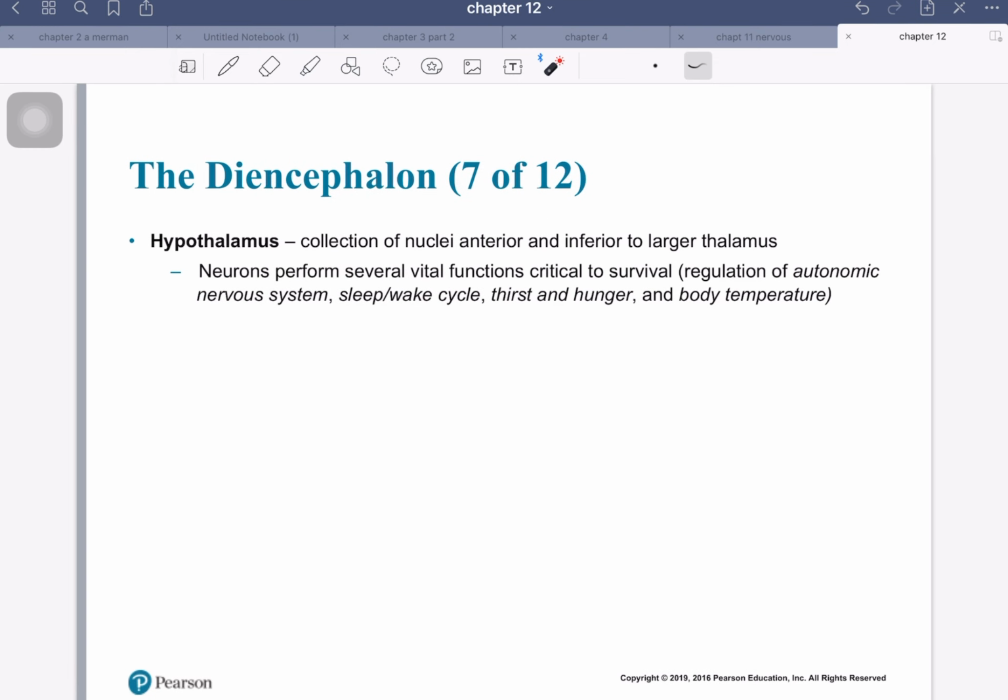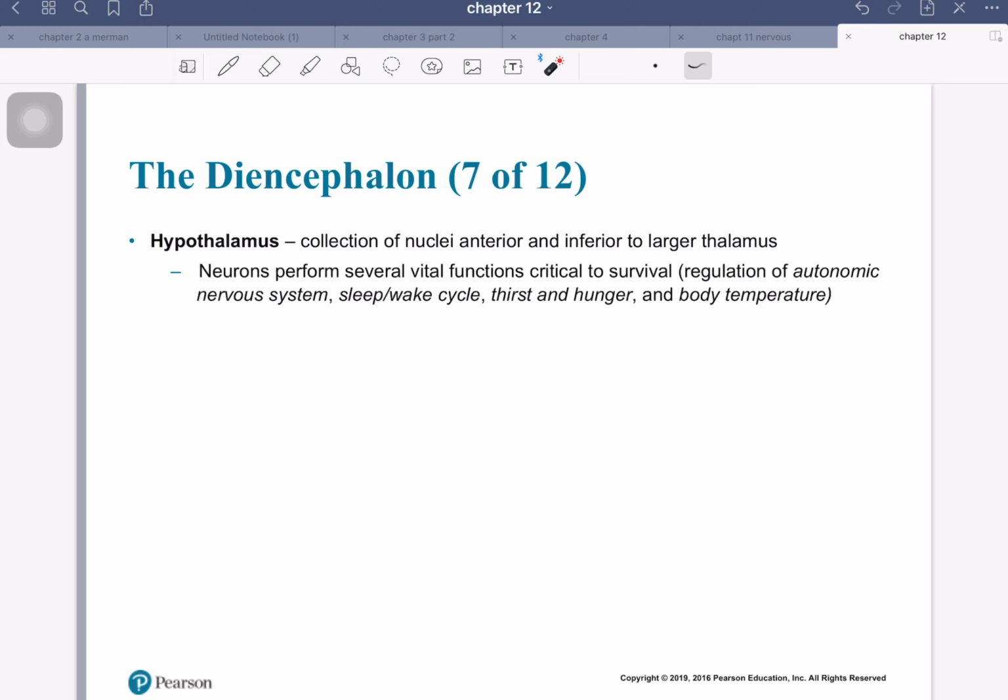Now, there's also a group of nuclei, the anterior and inferior, that have a number of vital functions that we need in terms of survival. And they help to regulate things such as the sleep-wake cycle, thirst, hunger, body temperature, and the autonomic nervous system. So you're starting to get a sense that we're starting to look at the whole diencephalon.